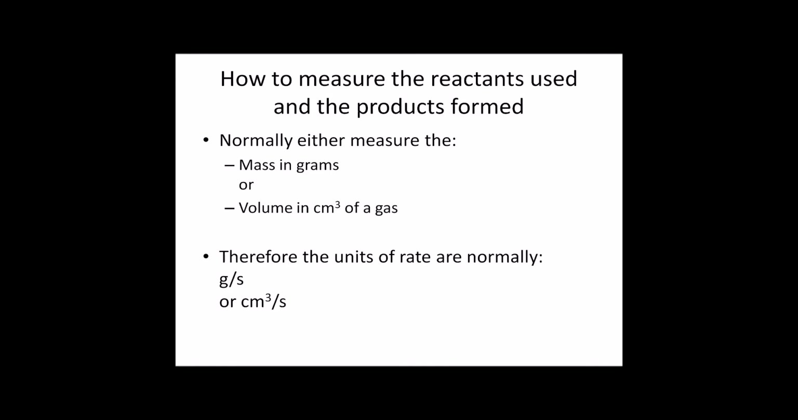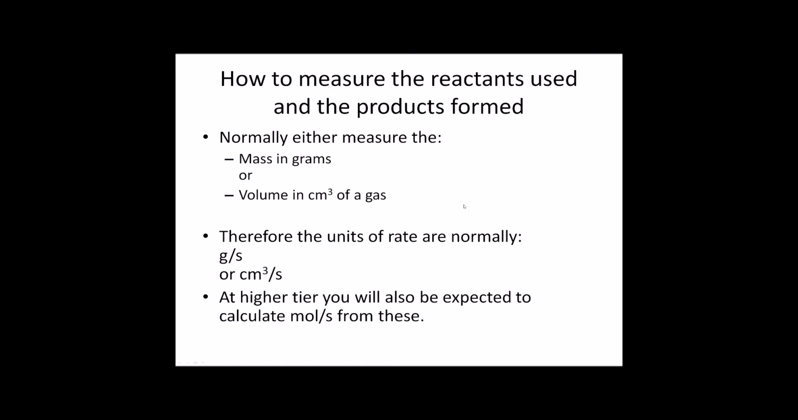The units of rate are normally measured in grams per second or centimeters cubed per second, because obviously if we've measured the change in mass per a unit of time, the unit of time is normally going to be seconds, so it's going to be our number of grams and how that's changed per second. Same for the volume of gas. Okay, it's just the basics of the maths there, and we'll look at that a bit more in a second.